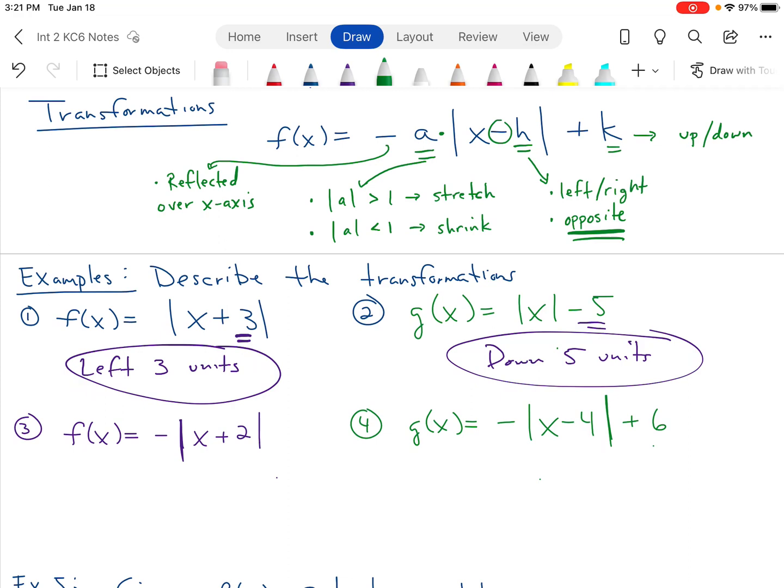Next one. I have a negative in the front and this 2. So with this negative and the 2, there are going to be 2 different transformations here, and you can have more than one. The first one will be a reflection, so it reflects over the x-axis, and the other one will be left 2 units. Now it doesn't matter what order you write these in. If you write this one first, that's fine. I don't care as long as you have both of them on there.